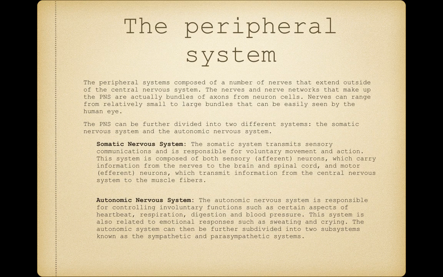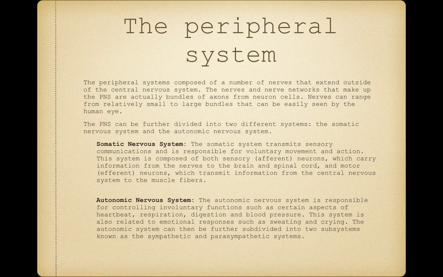The peripheral system. The peripheral system is composed of a number of nerves that extend outside of the central nervous system. The nerves and nerve networks that make up the PNS are actually bundles of axons from neural cells. Nerves can range from relatively small to large bundles that can be easily seen by the human eye. The PNS can be further divided into two different systems, the somatic nervous system and the autonomic nervous system.